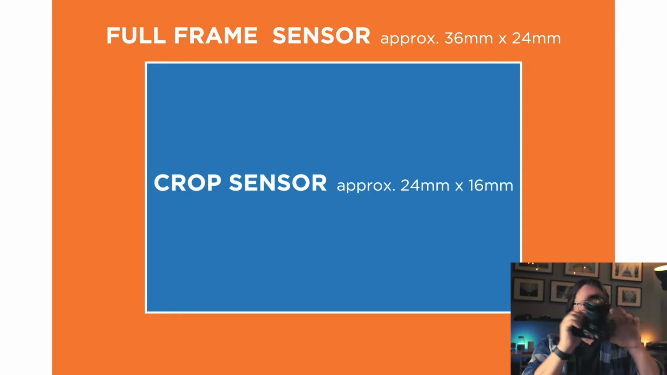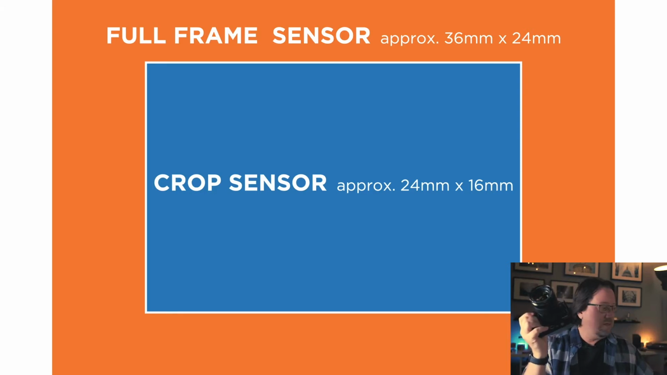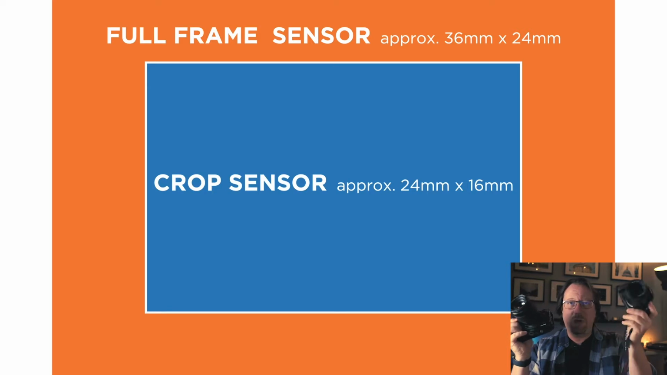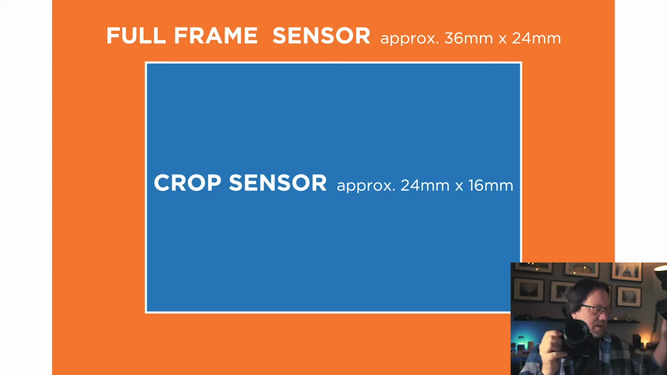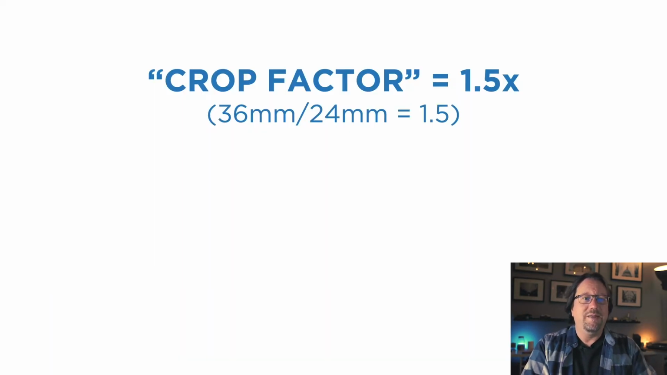So this camera that I use is a crop sensor. This camera that many of you have or similar, the Rebel or the entry-level Nikon, is also a crop sensor. The sensor in these is about the same size, give or take 0.5 millimeter. So we're dealing with crop sensors, which leads us to a thing you'll hear or read if you do much research about lenses and photography. This thing called a crop factor.